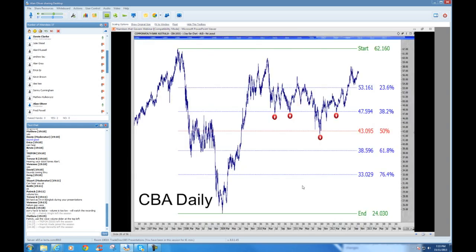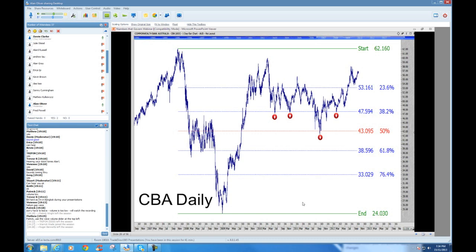There's a fabulous example here that I wanted to show you on the Commonwealth Bank. The Commonwealth Bank, again, is one of the top 4 banks in this country, and we can see here that in 2007 it was trading at $62.16, and it fell down to the beginning of 2009, down here to $24.